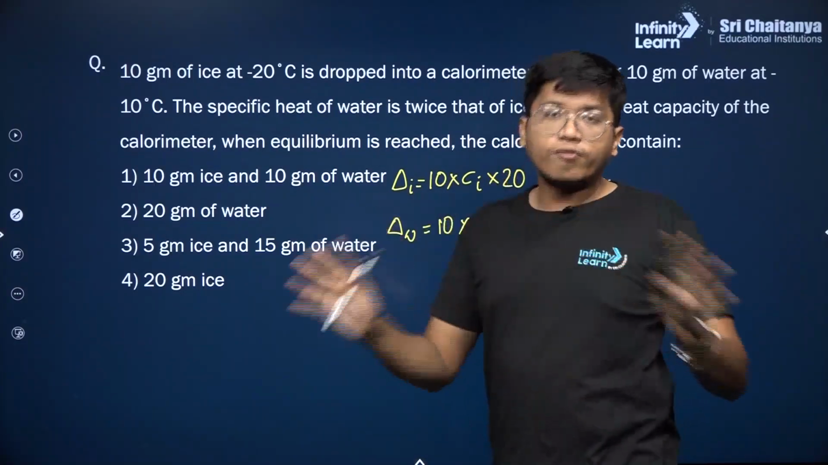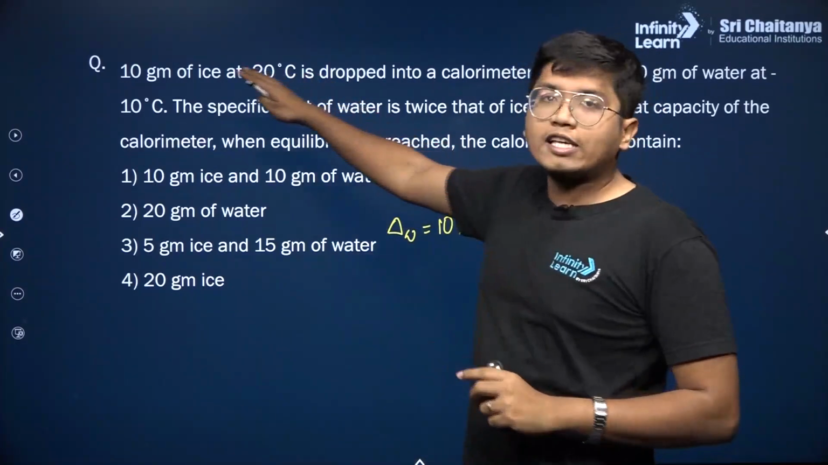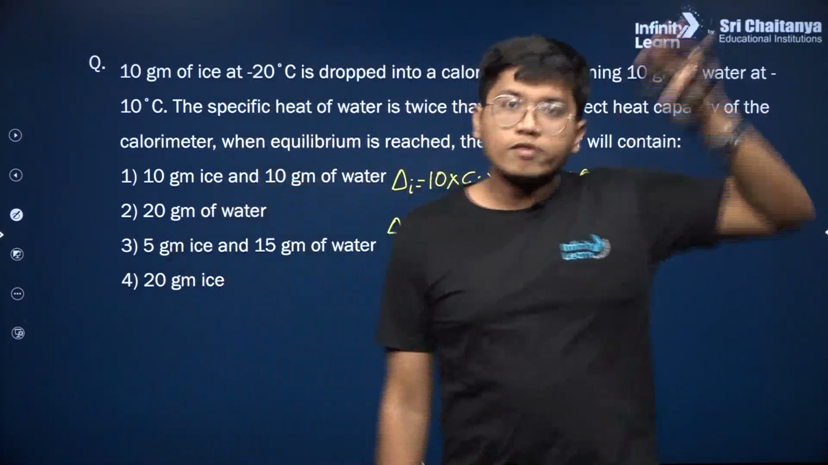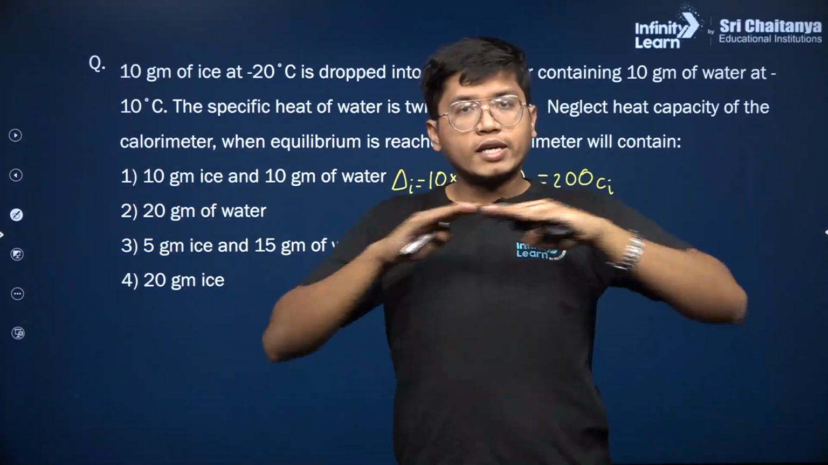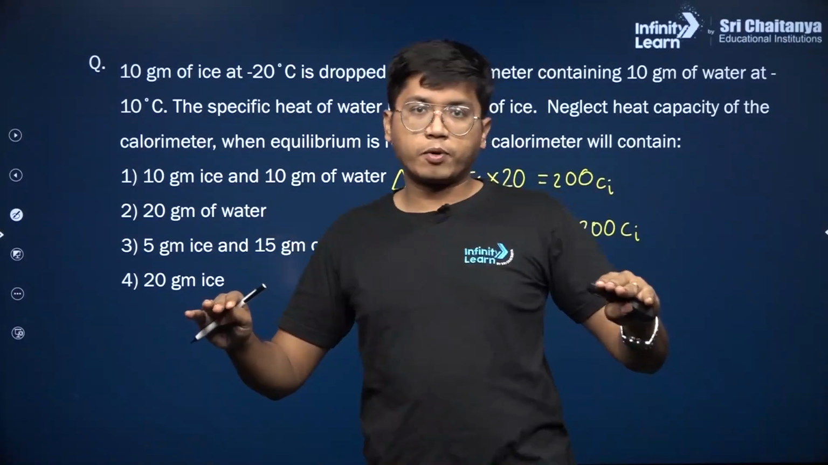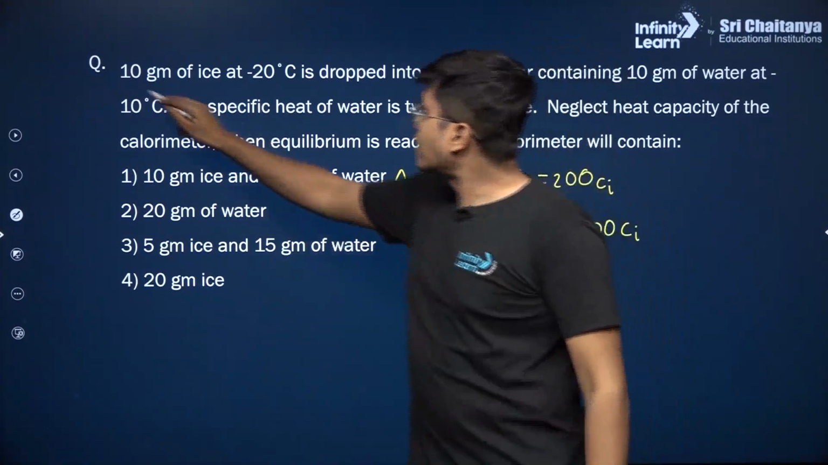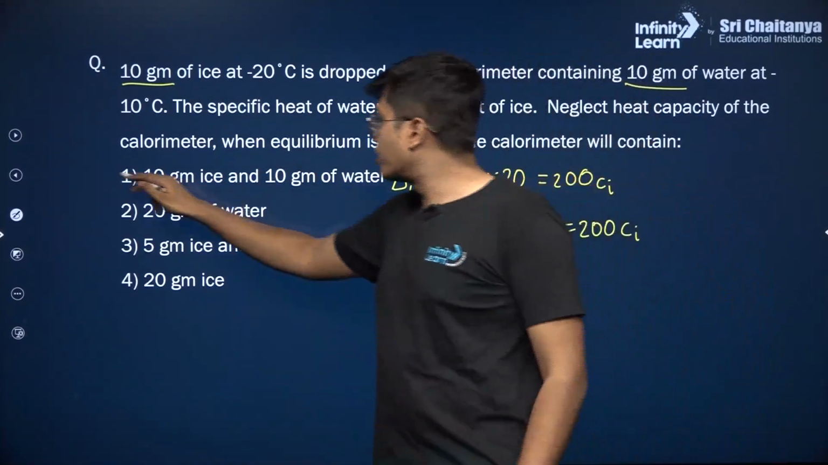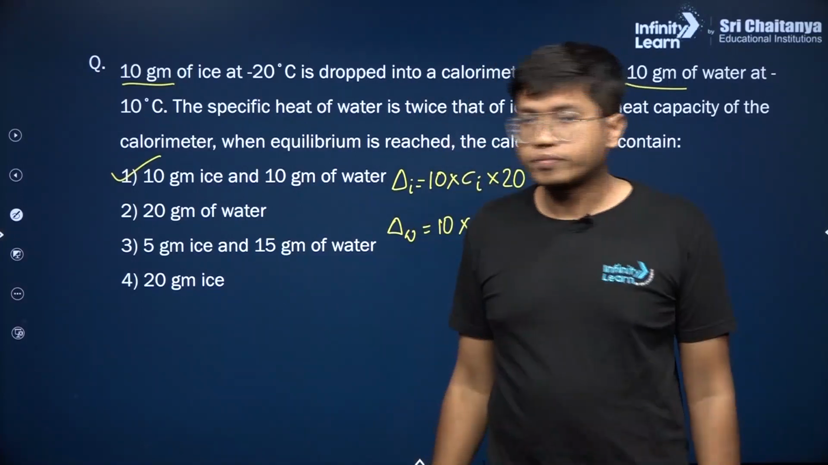So there will be no phase change. No amount of ice will melt, no amount of water will freeze into ice. The water will come to 0 degree, ice will come to 0 degree, that's it. They are at the same temperature at that point, which means this 10 gram of ice and this 10 gram of water will stay as is. So your correct option is option 1.